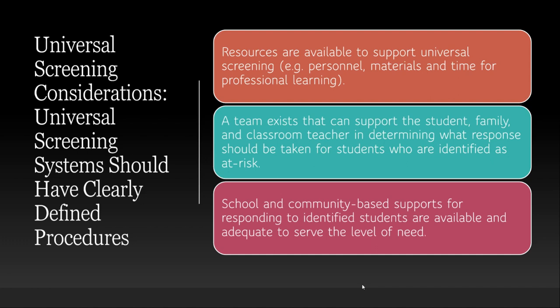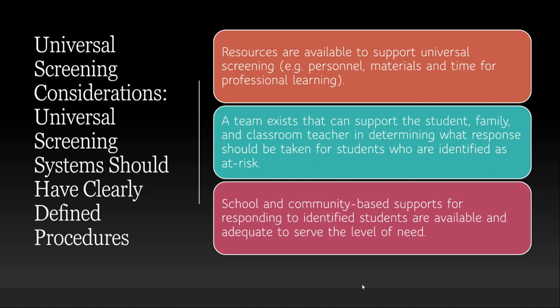So once we have put this tool in place, there should be a process in place for what happens next for those students that the screener has identified as being at risk. What we don't want to do is use this screener, identify students that are at risk, and then have no interventions, no tier 2 interventions in place to support those students. School and community-based supports for responding to identified students should be available and adequate to serve the level of need.